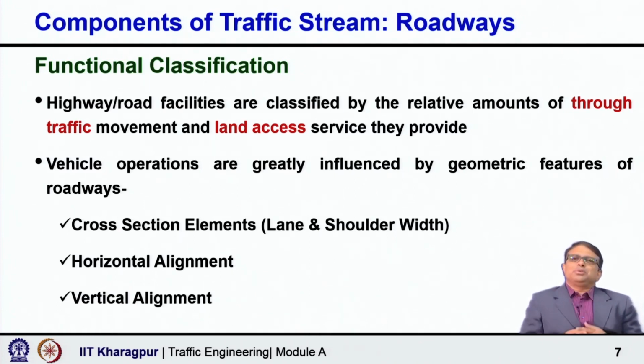Now, we come to the roadways, the next component. In a traffic system you have road users, you have vehicles, and you also have the road system. Functional classification of the road system is very important in this context, because highway road facilities are classified by the relative amounts of through movement and land access service they provide. Because any road has primarily two functions.